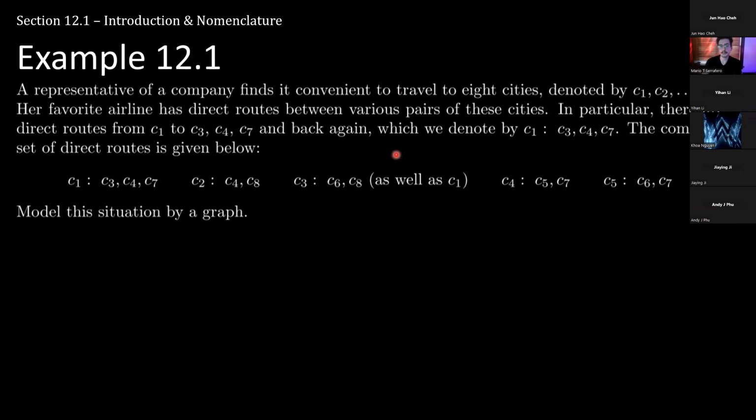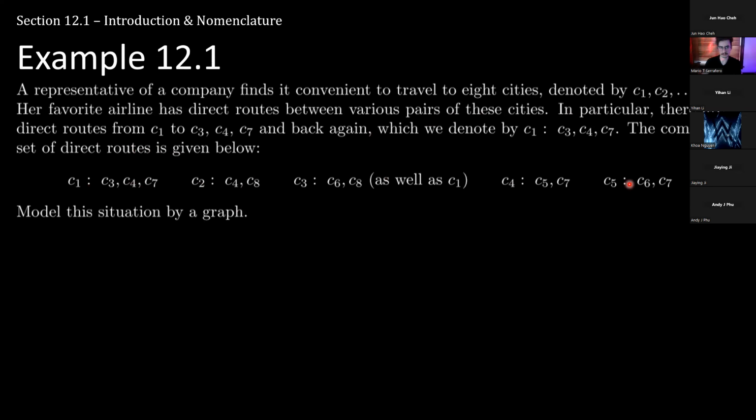A representative of a company finds it convenient to travel to 8 cities, denoted C1 through C8. Her favorite airline has direct routes between various pairs of these cities. In particular, there are direct routes from C1 to C3, C4, C7, and back again, which we denote by C1, C3, C4, C7 in this manner. This is what we will call an adjacency set, or adjacency. We can make an adjacency list. We're going to see some representations soon. The complete set of routes is given below.